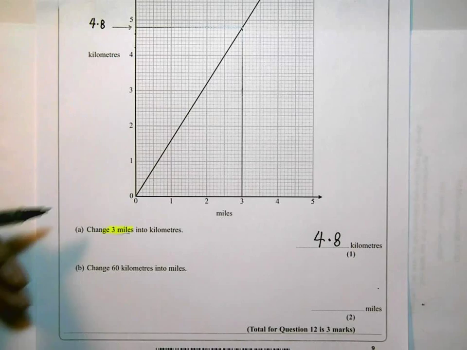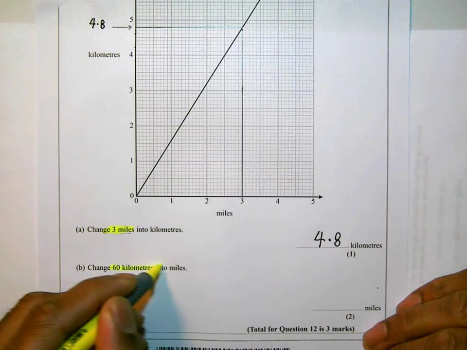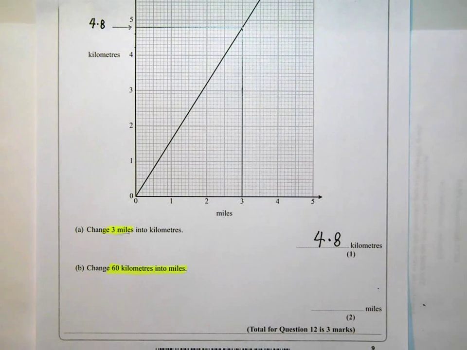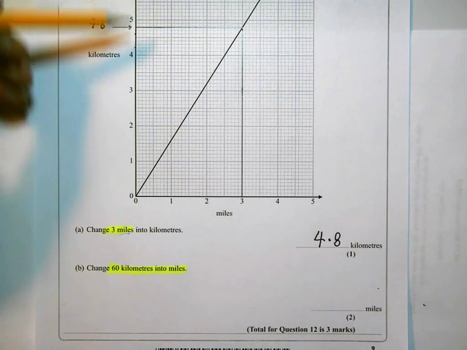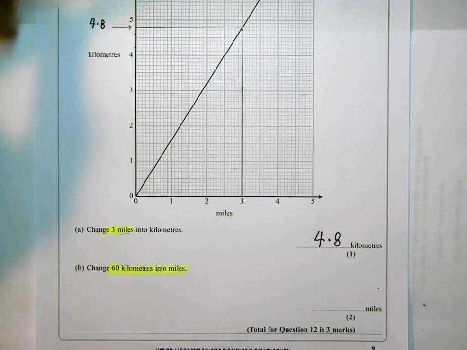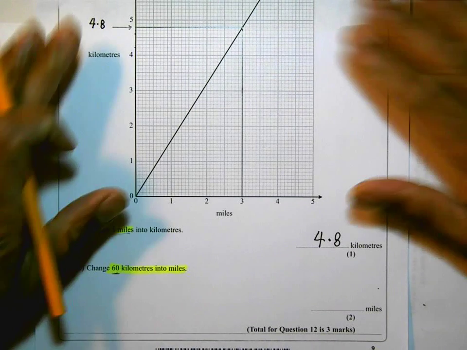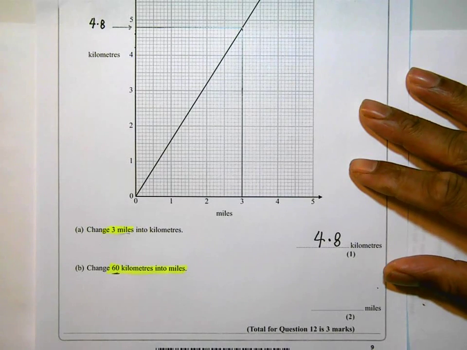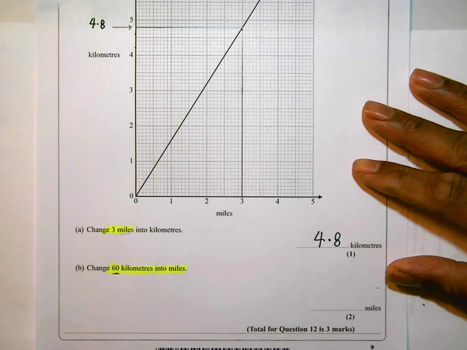Going on to the next part of the question: change 60 kilometers into miles. Now, if you went all the way up this scale, you will not come across 60 kilometers. So what you need to do is try to multiply up in this case. How do we do that? Well, it's actually not too difficult because this is the calculator paper, so I can use my calculator to help me with the timesing, even if I get some complicated numbers.